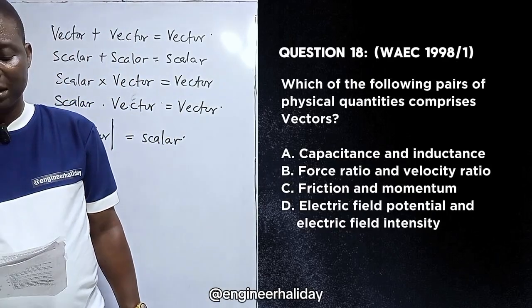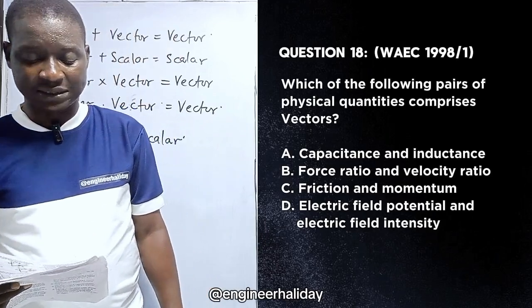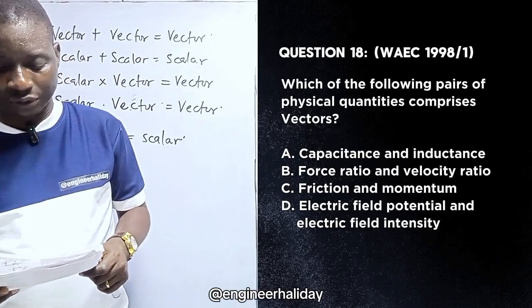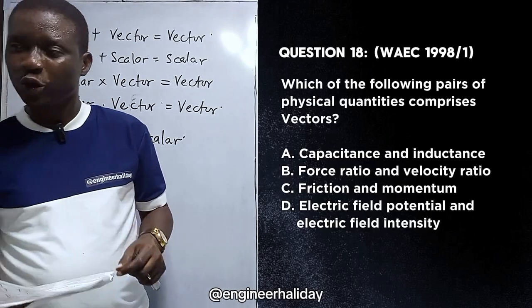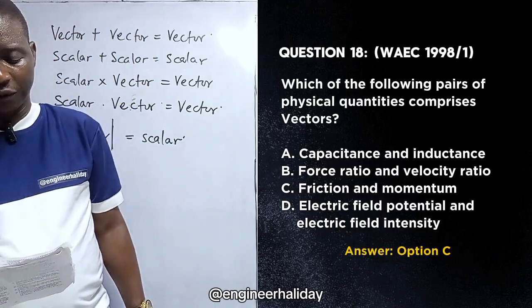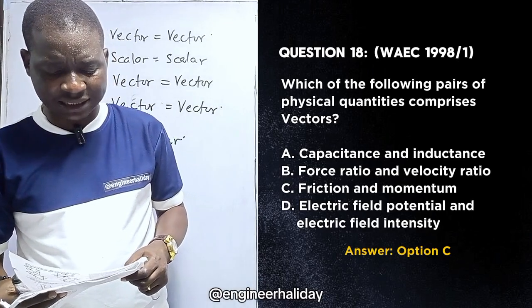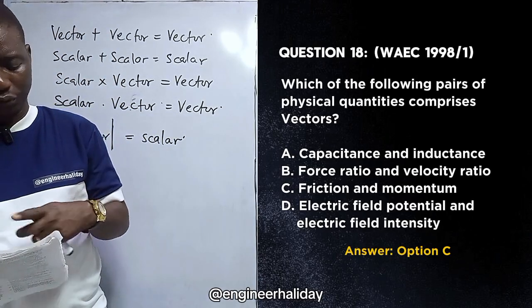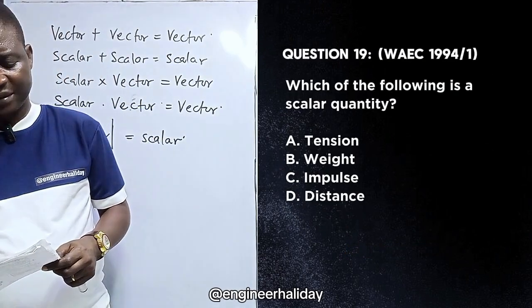Which is the effort arm over the load arm, which is effort distance over load distance. So that one is scalar. C says friction and momentum. Yes, friction is a force, momentum is a vector. So option C is correct. If you check option D, electric field potential is scalar and electric field intensity is vector. So one is wrong.